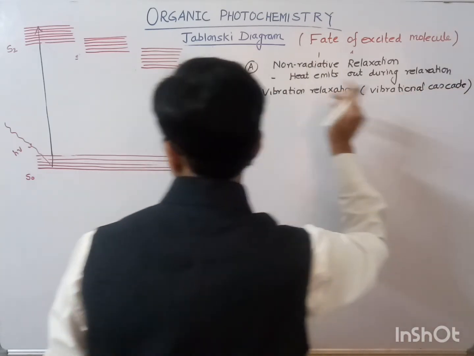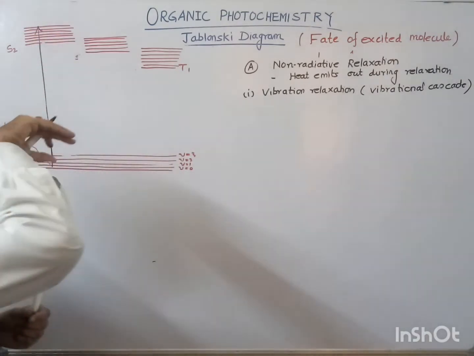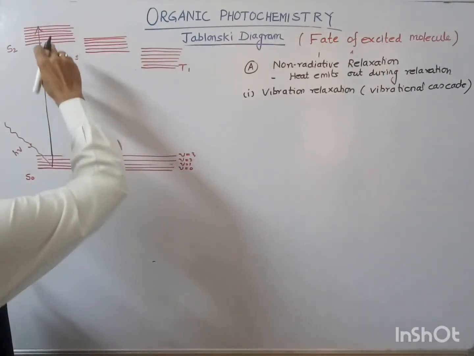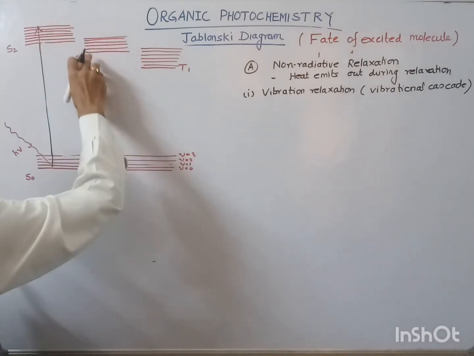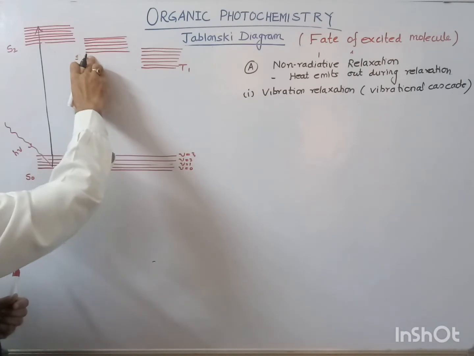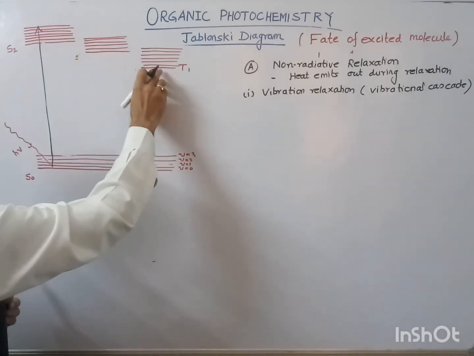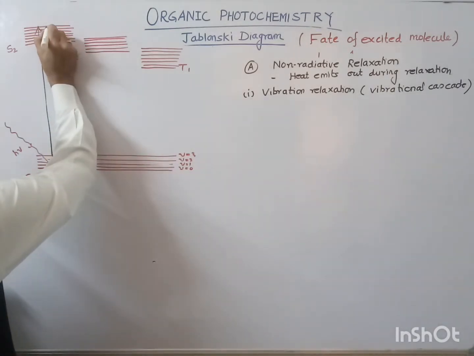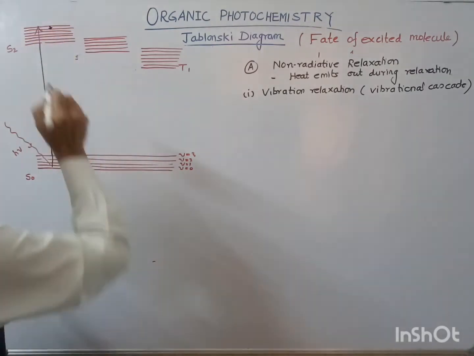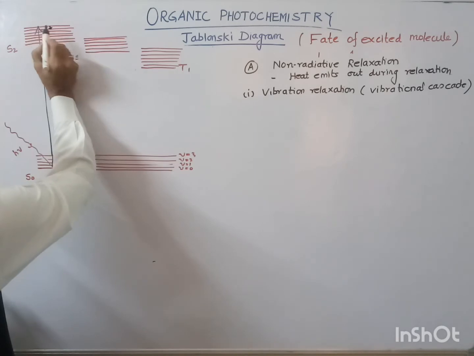So as you can see here, after getting excited, the molecule will undergo relaxation. The electron will not directly come into this lower state. It will not directly come to its triplet state. So first of all, the electron will undergo relaxation. It will come to this state from a higher vibrational excited state. So this is the higher vibrational excited state.